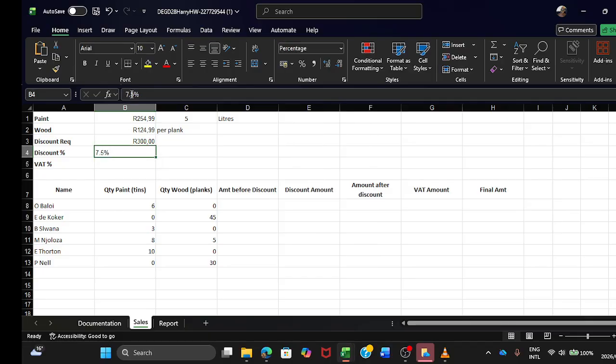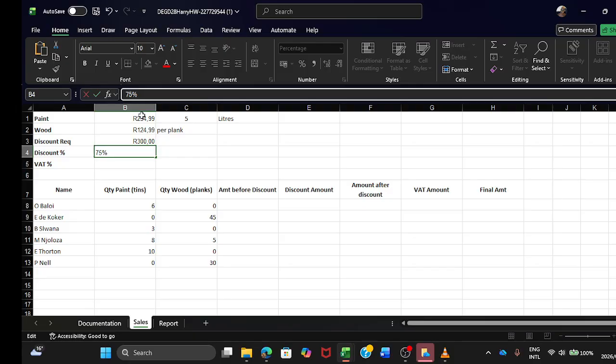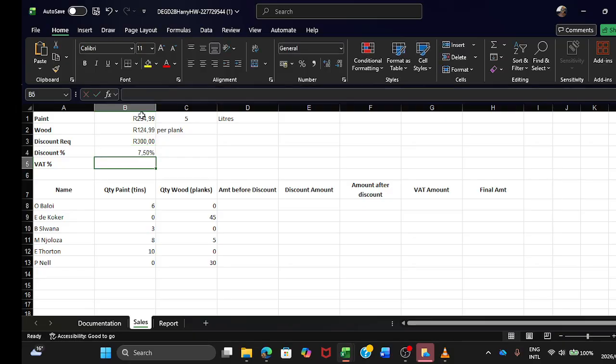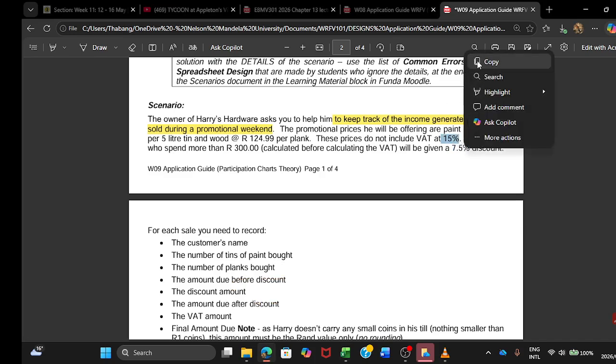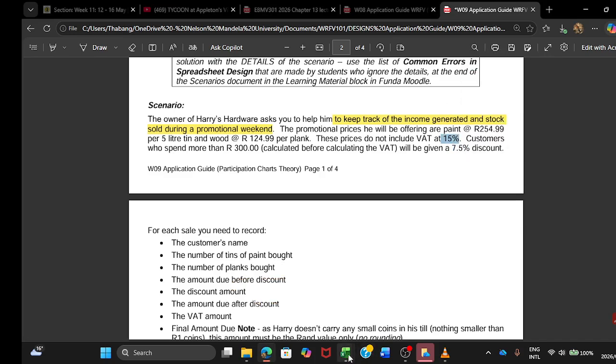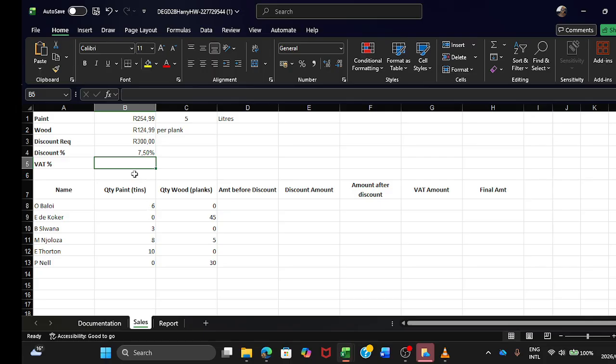Okay, let's remove that comma. Let's put this right. And then the VAT, which is 15%, I think. Yes, South African VAT is 15%. Yes, this is the VAT, and okay. Yes, so these are everything that we're gonna need. Yes, so we are done here.